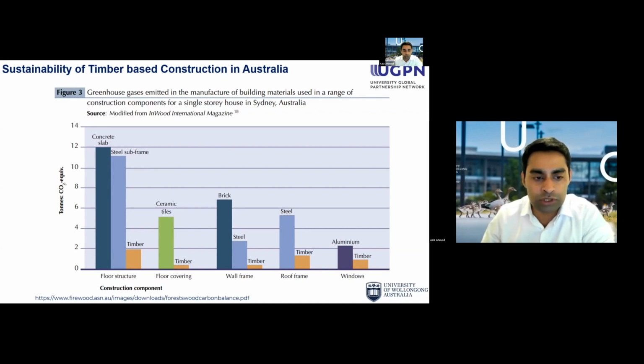So here, this shows the carbon dioxide equivalent for different materials. Concrete slab is very high, steel subframe too, and you can see timber is almost 1/6 or less than 1/6 of that. For different parts and for all parts, the timber products compare very favorably. And I'll show in a moment that engineered bamboo is even better than timber. So we have a good case for life cycle analysis for engineered bamboo.